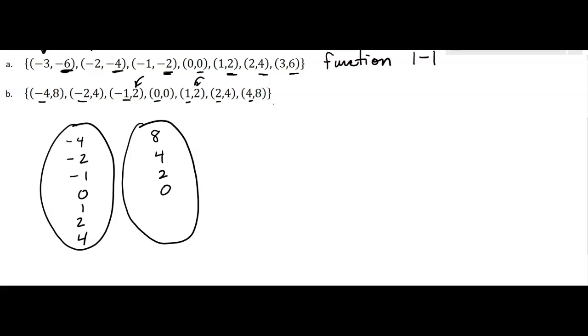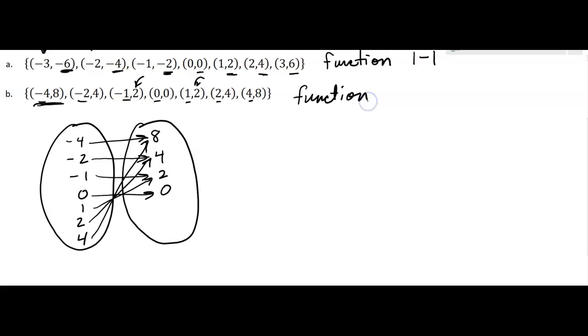So if I draw the mapping, each point is an arrow. So -4 is mapping to 8, -2 is mapping to 4, -1 is mapping to 2, 0 is mapping to 0. So far so good. But then 1 maps to 2, 2 maps to 4, and 4 maps to 8. So is it a function? Yes, it is a function.